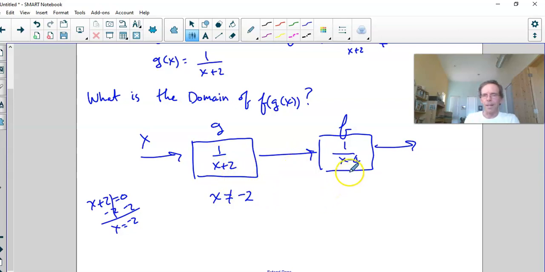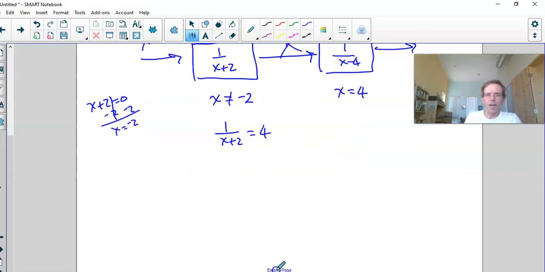Okay, now, what can't we throw into f? I see that's 1 over x minus 4. And I hope you can see immediately that the problem would be 4. We can't throw 4 in here or we cause problems for f. But what creates a 4? What number x, when it goes through g, creates 4? So that's our real problem right now. So set g, 1 over x plus 2, equal to 4. And we'll see what x has to be for that to happen.